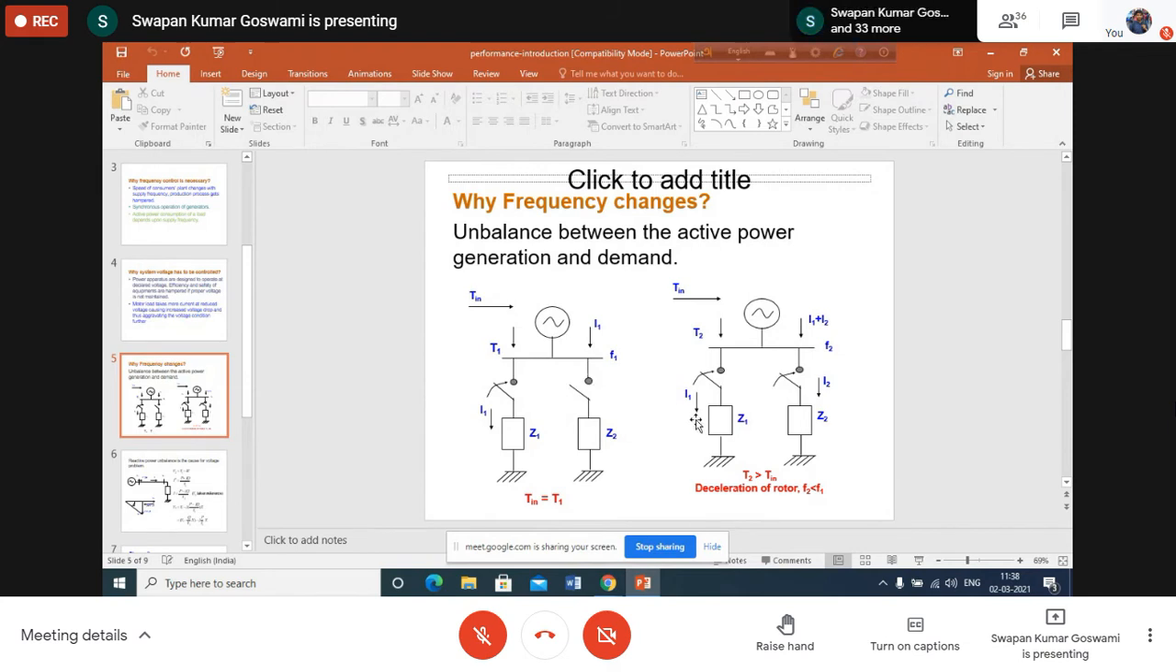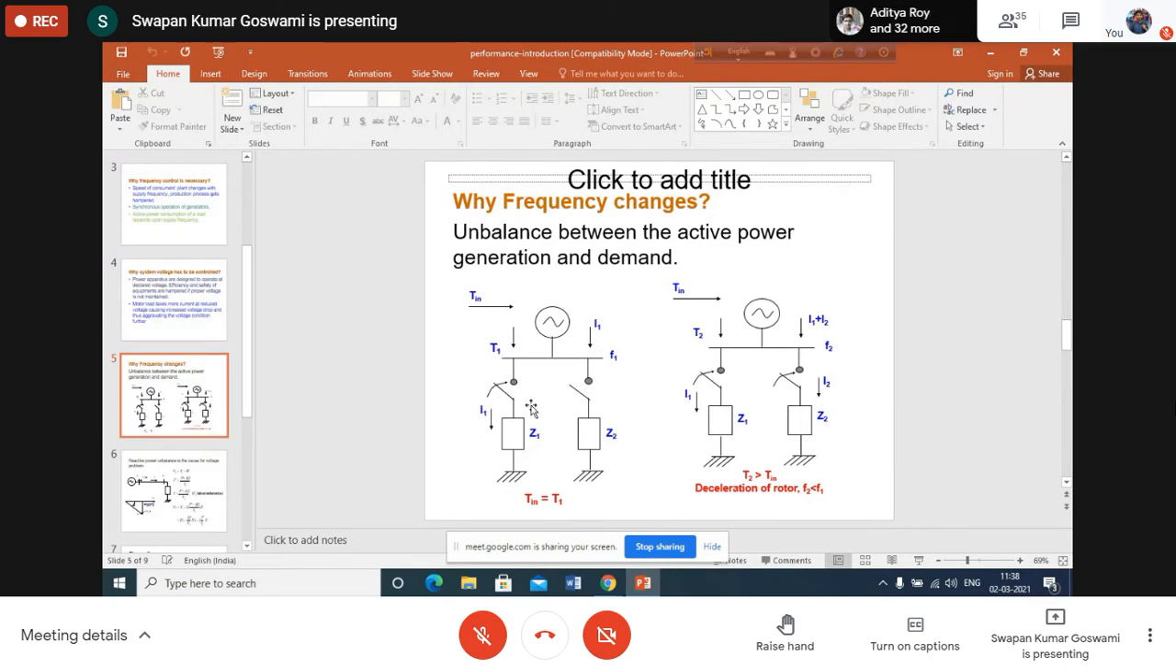Okay. Now, assume the situation when this torque is T1 and input is T in. So here the torque input to the system, the torque input to the generator, is equal to the torque output if the system is stable. So let us assume that with this load connected, the system is stable. So input torque completely matches with the output torque.